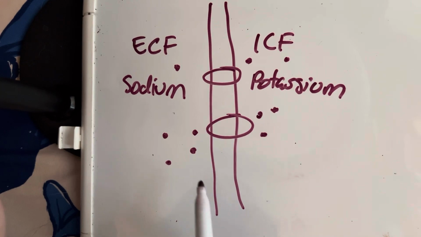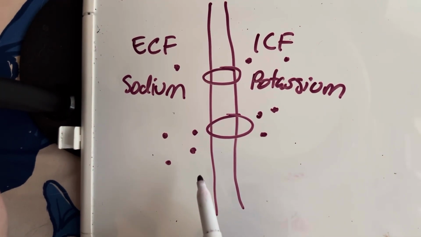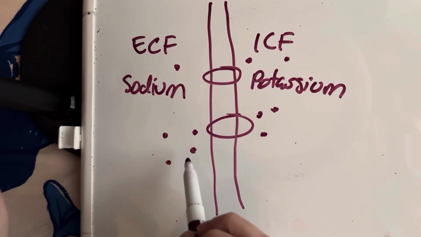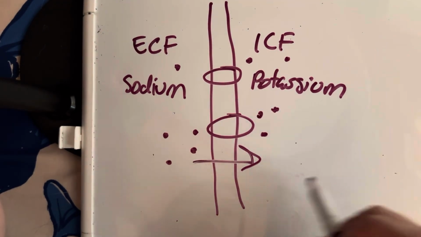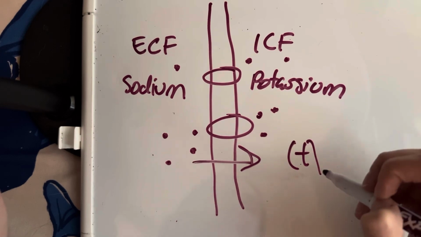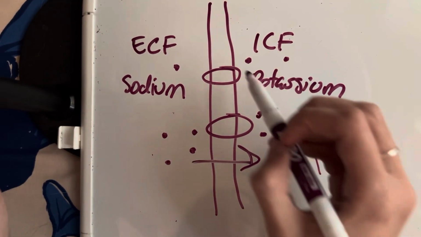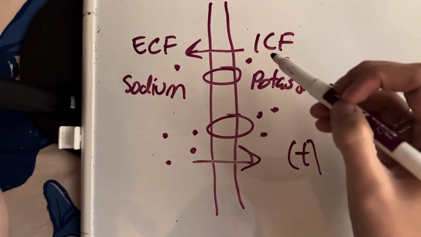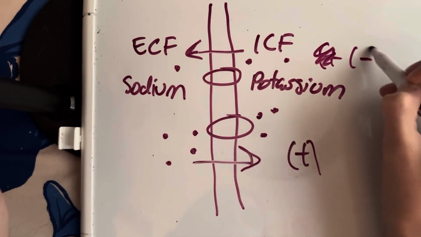And to describe a little bit more how this works, depolarization happens when sodium ions diffuse rapidly into the ICF here, making the ICF more positive. And then repolarization happens when potassium ions rapidly diffuse back into the ECF, bringing the ICF back into a resting state that is negative.